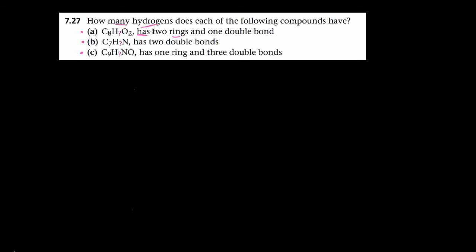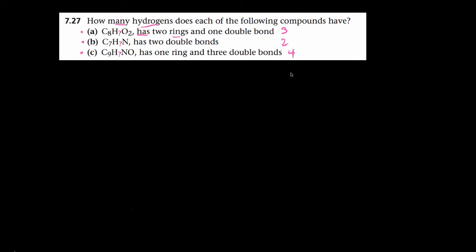So we can look at the number of rings and double bonds and immediately get the degree of unsaturation for each of these. So the degree of unsaturation for A, 2 rings and 1 double bond, so that's 3 degrees of unsaturation. This one has 2 degrees of unsaturation, 2 double bonds, and this one has 1 ring and 3 double bonds, so that's 4 degrees of unsaturation.